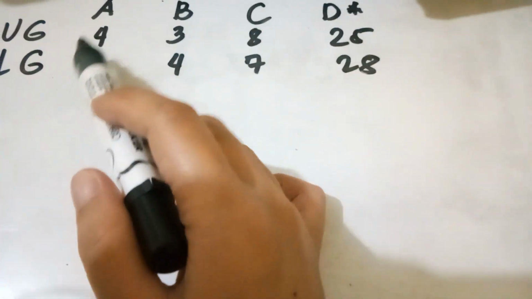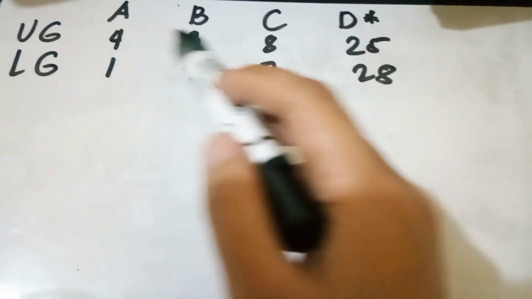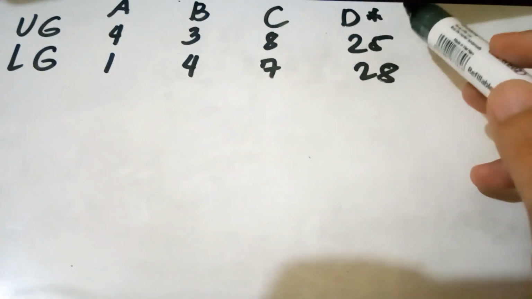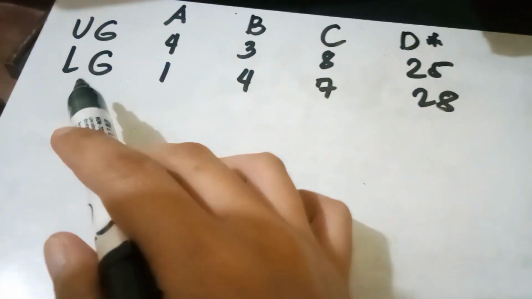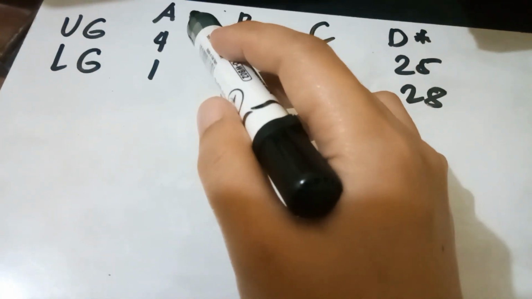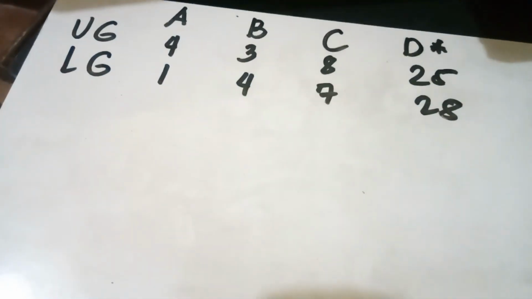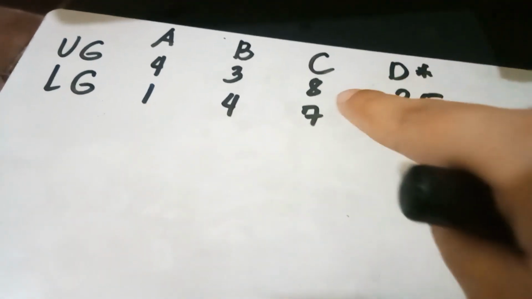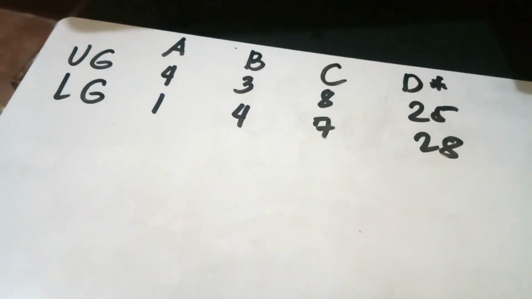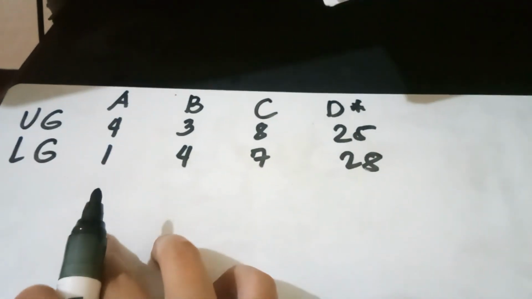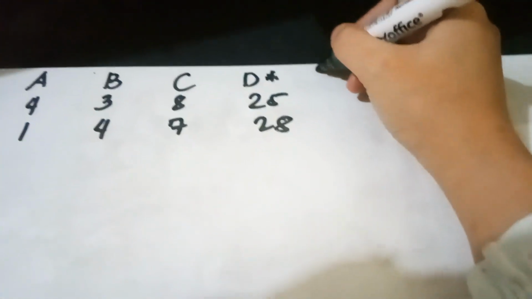From your upper group, 4 chose A, 3 chose B, 8 chose C, and then 25 chose D. And so on. Same with the lower group: 1 chose A, 4 chose B, 7 chose C, and 28 chose D. Okay? So, you try to check first the total.